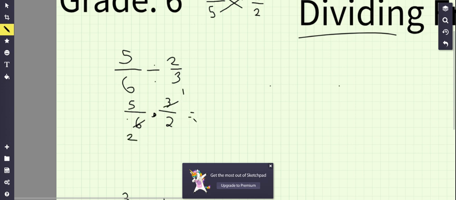That becomes 1 and 2, and then we can multiply. So you get 5/4. That equals 1 and 1/4, or 1.25. So this is equal to 1 and 1/4.